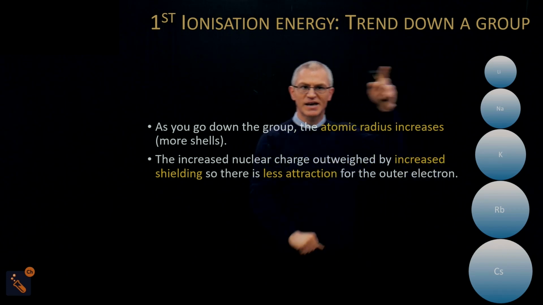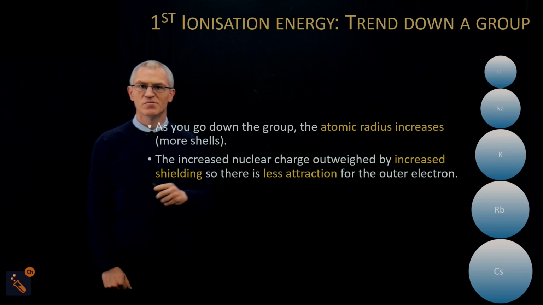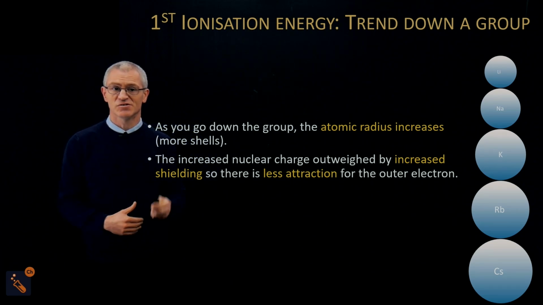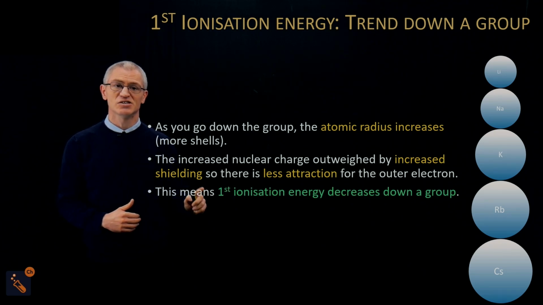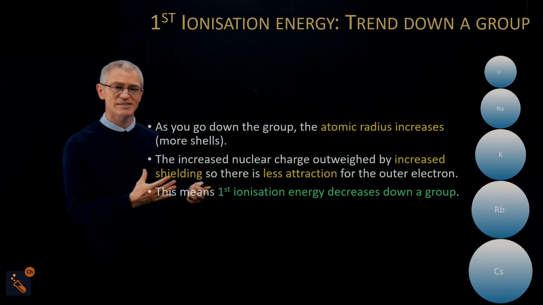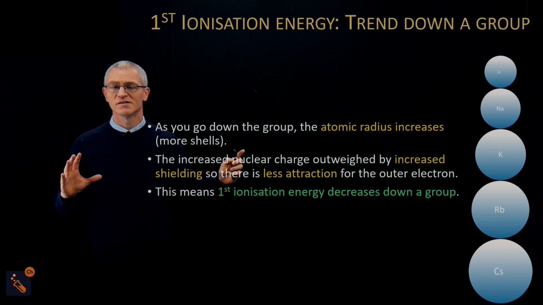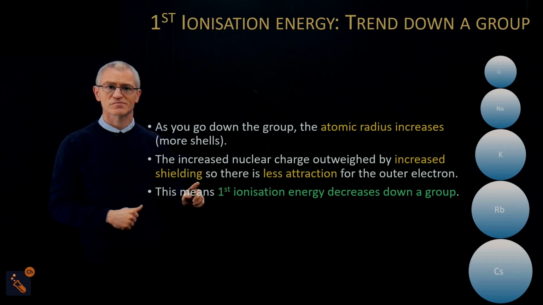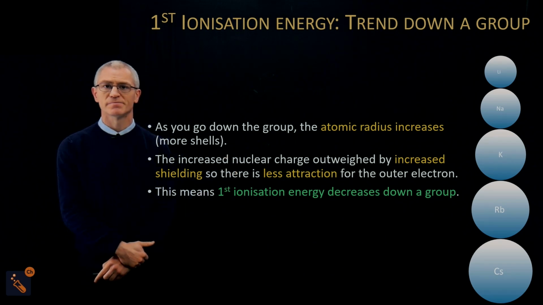And if it's bigger, think of it like this: the outer electron is further away from the nucleus, and therefore the nuclear attraction is less. There's less attraction for the outer electron. So therefore, as we go down, the first ionisation energy decreases as you go down the group. It doesn't take as much energy to remove the outer electron because the electron is further away. And why is it further away? It's because of the shielding, and because the atomic radius is going up.